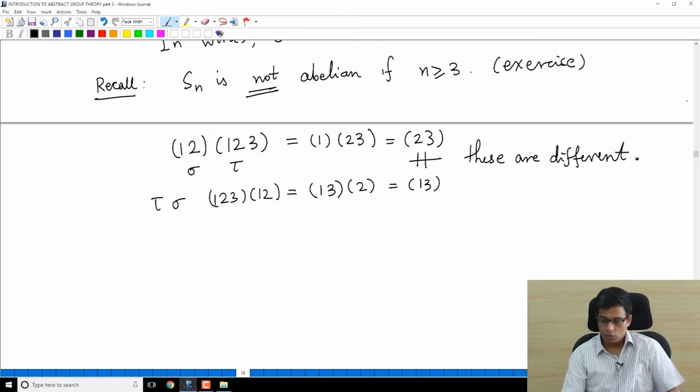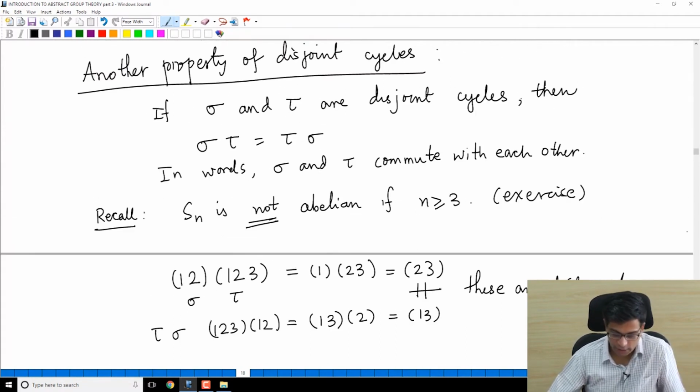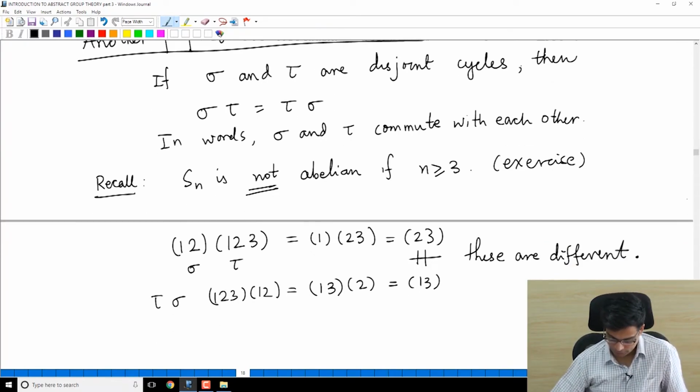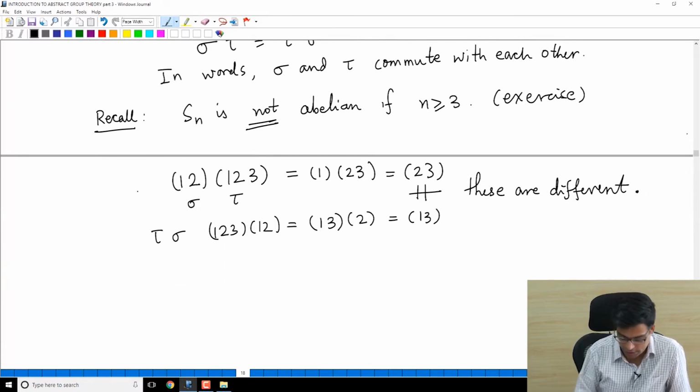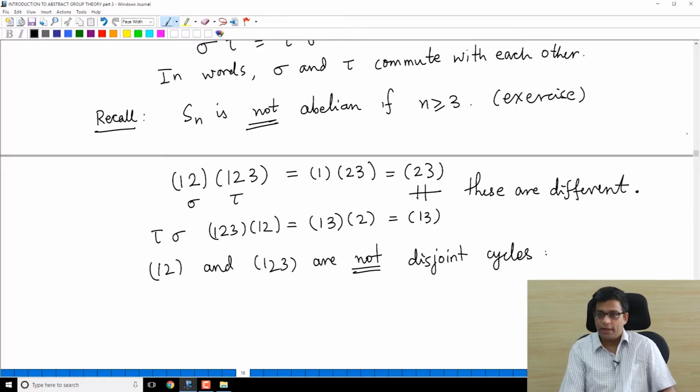These are different. So (1 2)(1 2 3) is not the same as (1 2 3)(1 2). So in general, Sn is not abelian. However, what did I say here? If they are disjoint cycles, then they commute with each other. In this case, they are not disjoint cycles, right? (1 2) and (1 2 3) are not disjoint, because the index 1 appears in both, the index 2 appears in both, so they are not disjoint cycles.